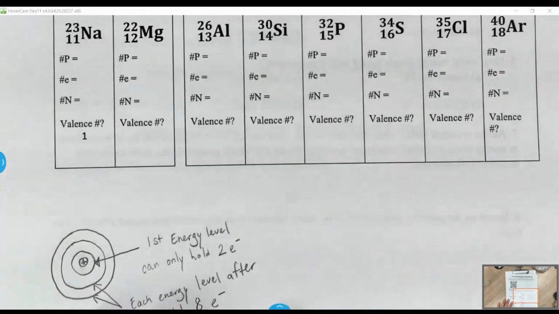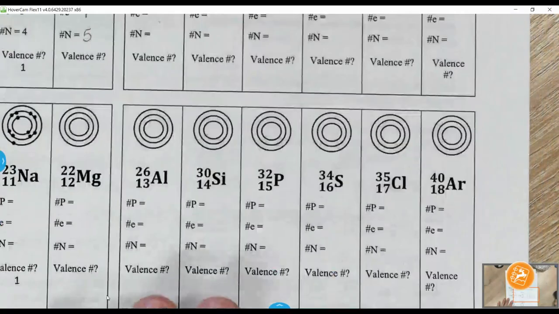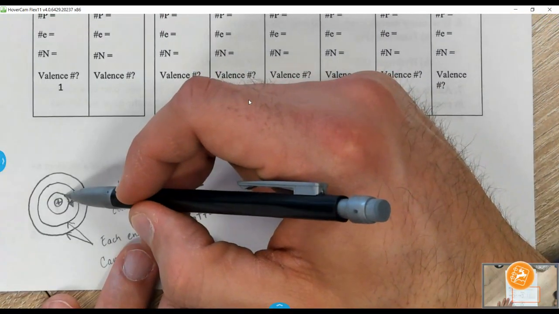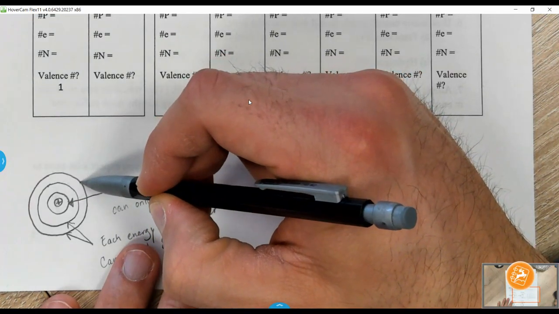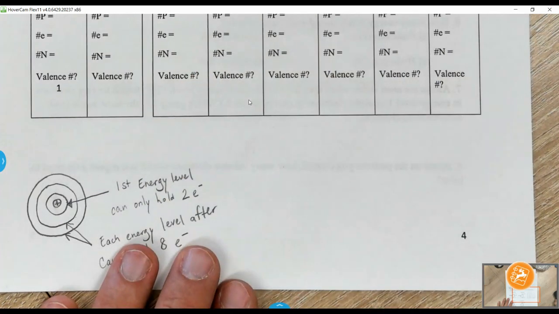So the first one can only have 2, and then each of the other rings following can have 8. And if you have more than that, then you'd have to go on to another ring from there. Okay, guys, everyone should be doing this right now. You would move on to the last one only if the other one has 8 already? Correct. If this is the first energy level, second energy level, I would only move on to the third energy level once the second energy level has a total of 8 electrons. That's a very good question.